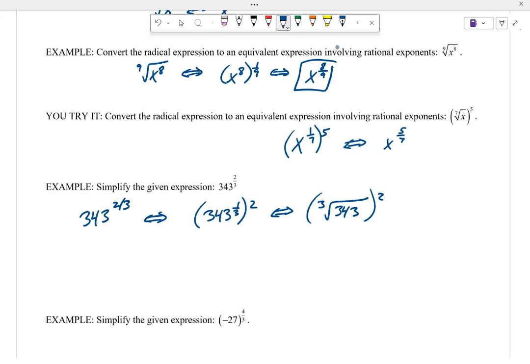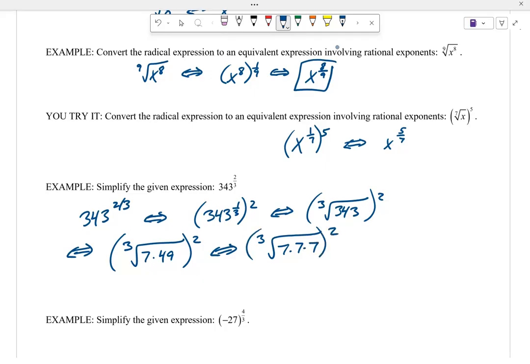So the third root. So I'm going to break down 343. I'm thinking, well, what are factors of 343? That goes into 7. So 343 is 7 times 49. I'm looking for 3 of a kind, right? The third root. And I can keep going with that 49. 49 is 7 times 7. So 343 is 7 times 7 times 7. See, I have 3 of a kind, right? So the third root of 343 is 7.